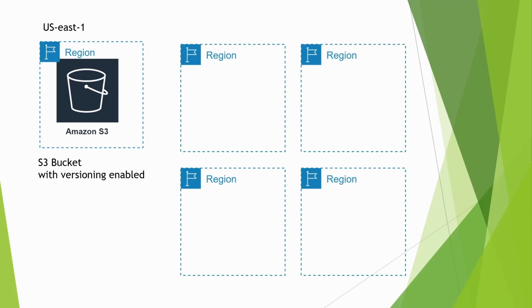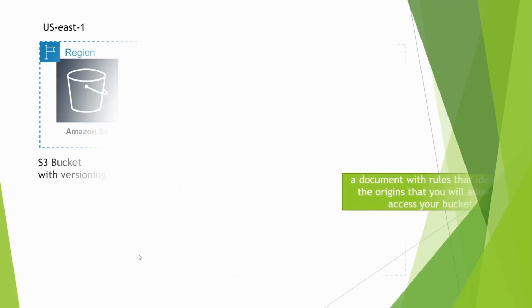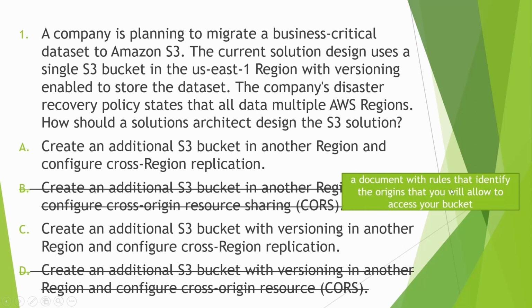So that's clear, right? Now we'll see what is CORS. CORS is a document with rules that identify the origins that you will allow to access the bucket, and the get, put methods you want to allow. This is not about accessing your bucket. It is about how you want to replicate your data, correct? So you will require cross-region replication. Now here we see two options with CORS, which we can rule out. So no CORS in this solution.